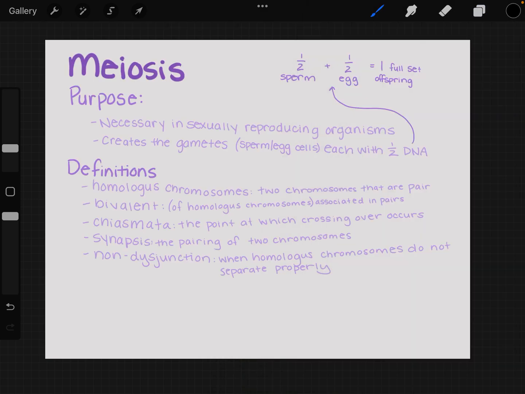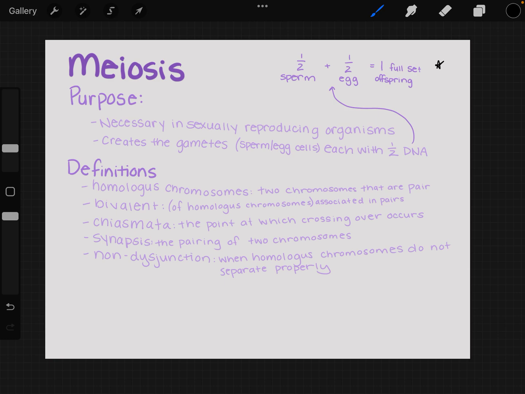Next to me I have the paper of statements that we need to know, and our first statement is the halving of chromosome number allows a sexual life cycle with the fusion of gametes. So the purpose of meiosis is that it is necessary in sexually reproducing organisms because it creates the gametes, which are either sperm or egg cells, and those gametes each have a half set of DNA. I put it up here, but we can see that 1/2 of the DNA will come from the sperm and 1/2 of the DNA will come from the egg, and together those will make one full set of DNA, which makes a lot of sense.